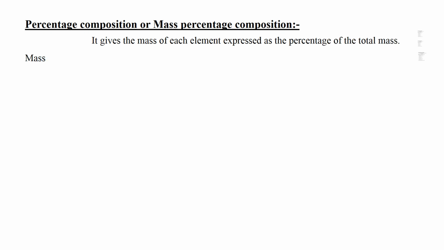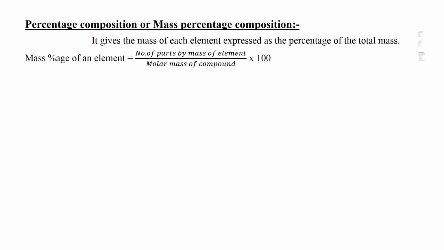First of all, let's discuss what is percentage composition or mass percentage composition, which will be very helpful for calculating the empirical and molecular formula numerical problems. It gives the mass of each element expressed as the percentage of the total mass. So the mass percentage of an element is equal to the number of parts by mass of an element divided by the molar mass of that compound, multiplied by 100.